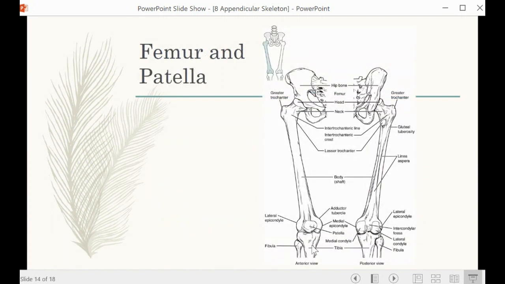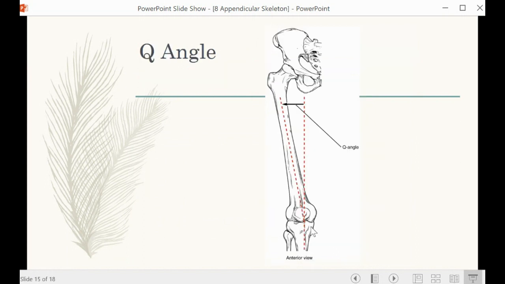Here's the femur and the patella, or the knee. That femur is sitting into that acetabulum in the pelvic girdle. There's that head, and off from the head is the greater trochanter. That's going to be towards the outside, or the lateral end. We have the body right here and the linea aspera, which is attachment points for your muscles. There's the gluteal tuberosity to attach the gluteus muscle. And here we have the medial epicondyle and the lateral epicondyle. Just between them is where the patella is going to fit.